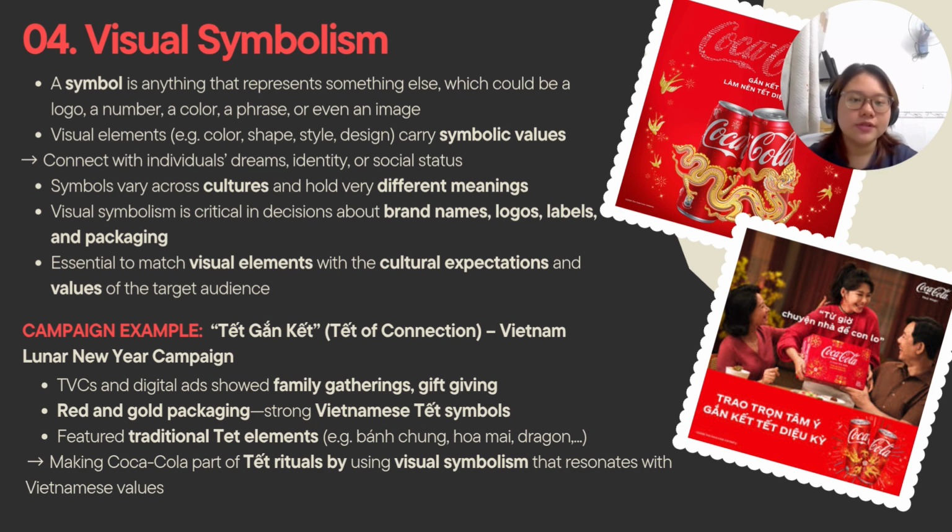In the last part of this segment, we will discuss visual symbolism. Nowadays, people often use products as symbols to represent who they are or who they want to be in the eyes of others, as we have discussed in the previous chapter. The symbol here is very easy. It can be anything that represents something else. It could be a logo, a number, a color, a phrase, or even an image. Anything that can represent something else. So visual elements such as color, shape, style, and design can carry symbolic value.